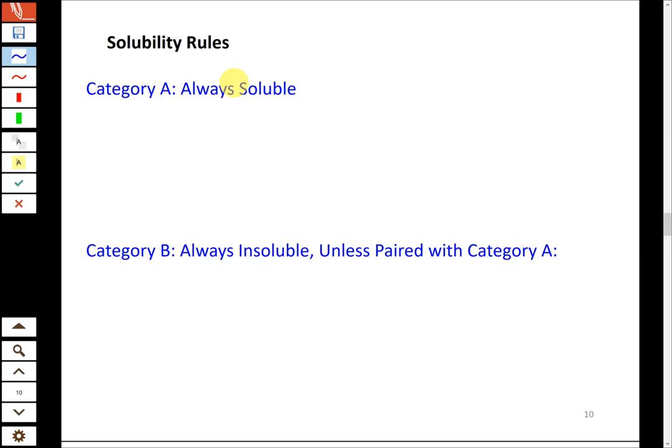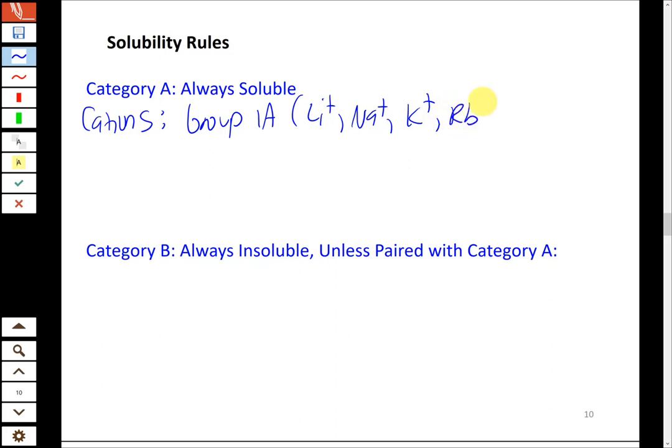So there's a bunch of cations that fall into this category, and most of them are the group 1A alkali metal cations. So lithium plus, sodium plus, K plus, rubidium, cesium, and so on. So all of those group 1A cations, whatever anion you're combining them with to make an ionic compound, those compounds will be soluble. So that will not form a precipitate. Whatever is soluble is not the precipitate, okay? So anything that has these cations in them will be soluble.